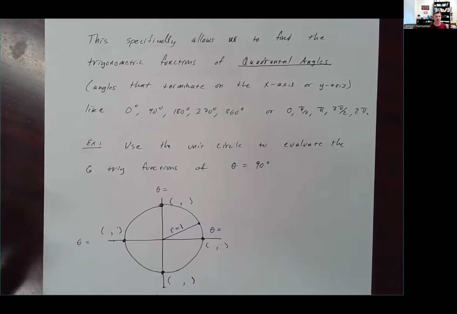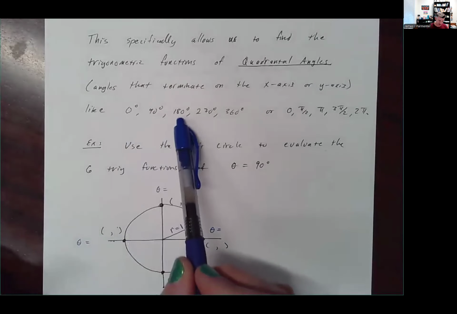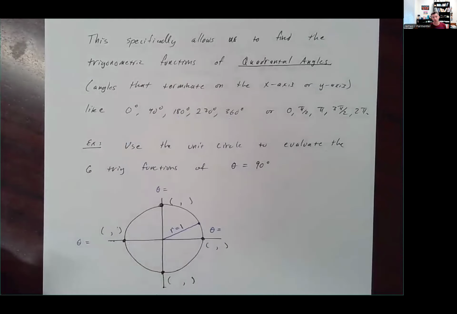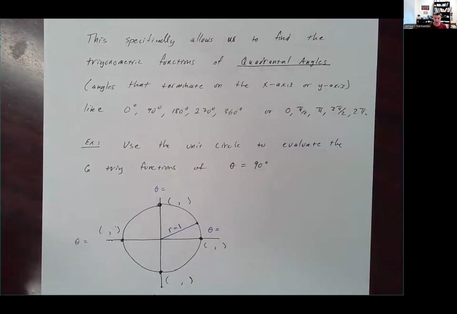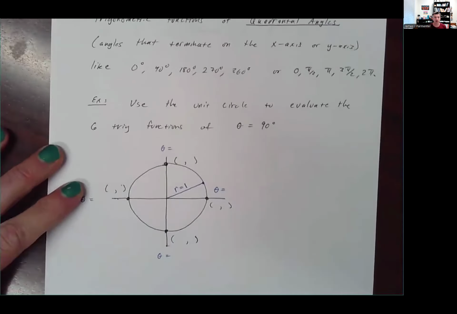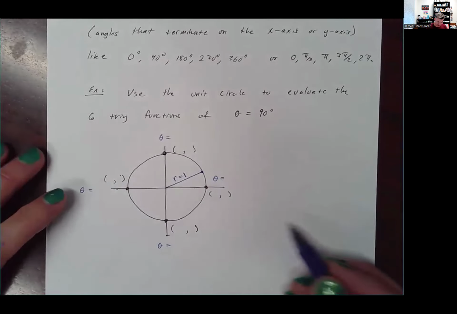This specifically allows us to find the trigonometric functions of quadrantal angles, which are angles that terminate on the x-axis or y-axis. So for example, 0 degrees, 90 degrees, 180 degrees, 270 degrees, 360 degrees, or anything like 450, any really big angle measure, which is just going around and around the unit circle. Like if I said 720 degrees, that's still a quadrantal angle because it terminates on the x-axis. In radians, same idea: 0 radians, pi over 2, pi, 3 pi over 2, 2 pi. So we're going to use the unit circle to evaluate the 6 trigonometric functions of theta equal to 90 degrees.